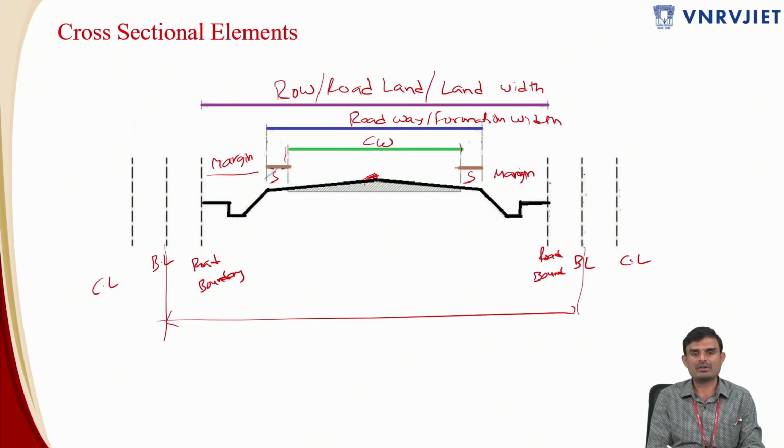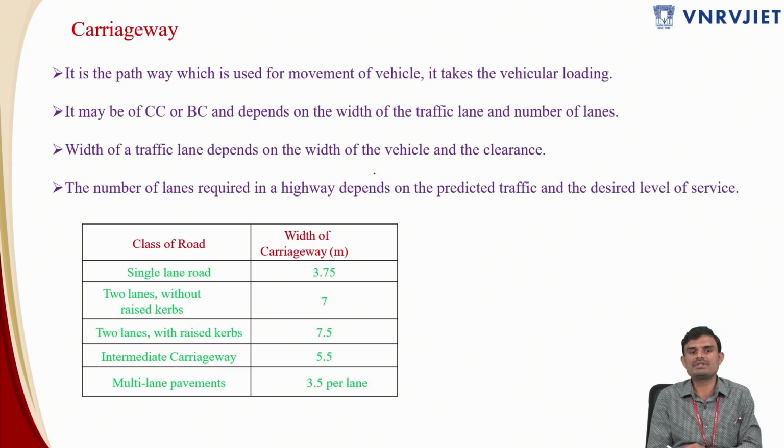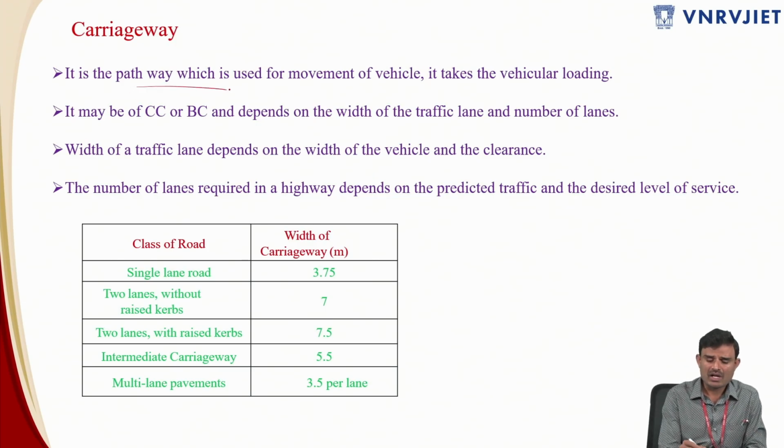So the first one being carriageway. Okay, now we are going to see regarding the carriageway. It is a pathway, or it is a part of the road which is predominantly used for vehicle movement, and it is also going to take the vehicular loading. So that is the definition of carriageway. It might be a CC road or it might be a BC road. CC is nothing but cement concrete road, and BC is nothing but bituminous concrete road.